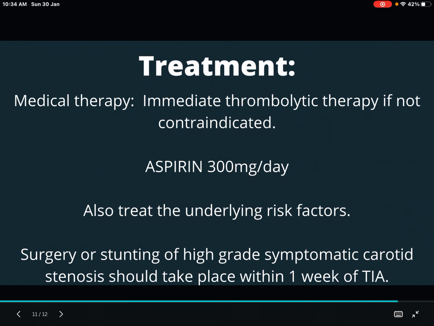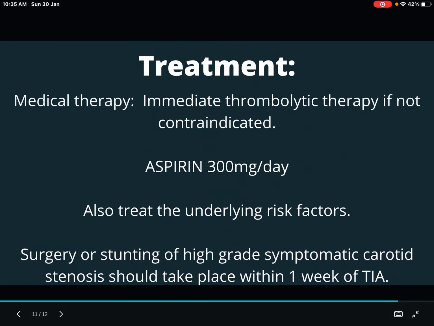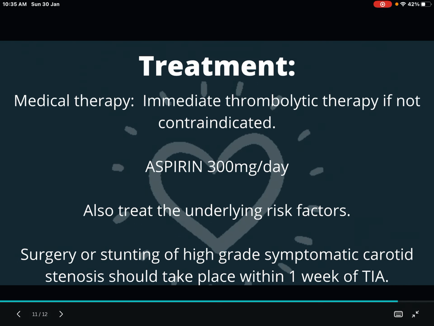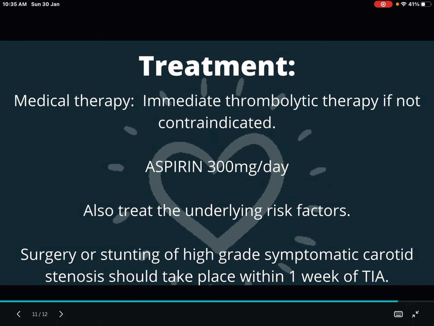Coming to the treatment part. The mainstay treatment is medical therapy. We have to immediately give thrombolytic therapy if it is not contraindicated, as I have discussed in the differential diagnosis part. The medical therapy is mostly aspirin 300 mg per day. And we also have to treat the underlying risk factors. I have already told you atheroma, diabetes, hypertension, so many risk factors will be there. We have to treat those particular conditions to prevent further transient ischemic attacks and to prevent the patient from developing any myocardial infarction or stroke.